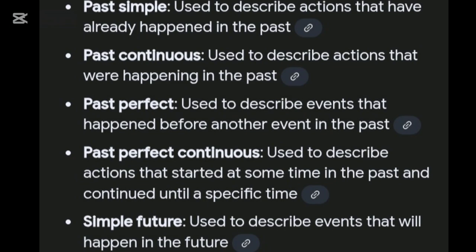Past simple: used to describe actions that have already happened in the past. Past continuous: used to describe actions that were happening in the past. Past perfect: used to describe events that happened before another event in the past. Past perfect continuous: used to describe actions that started at some time in the past and continued until a specific time. Simple future: used to describe events that will happen in the future.